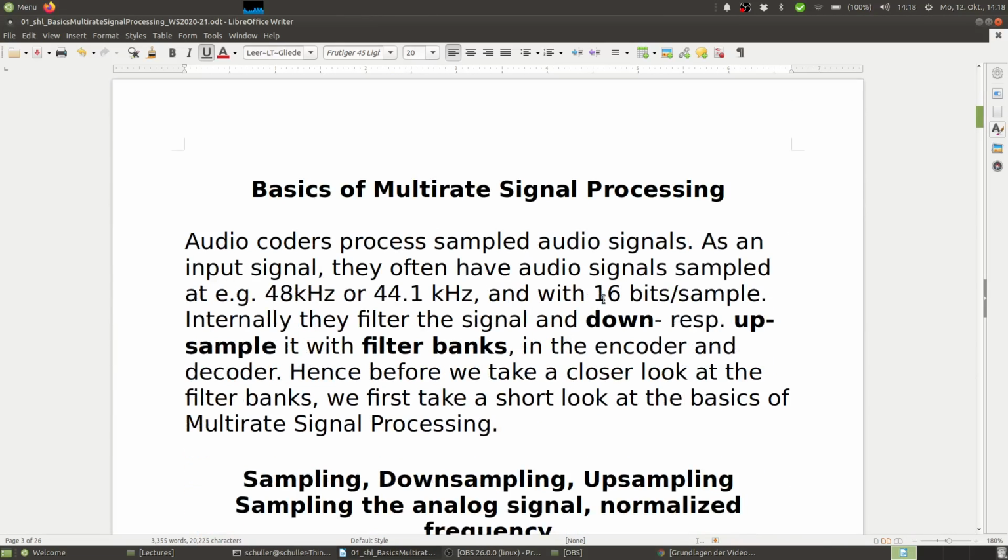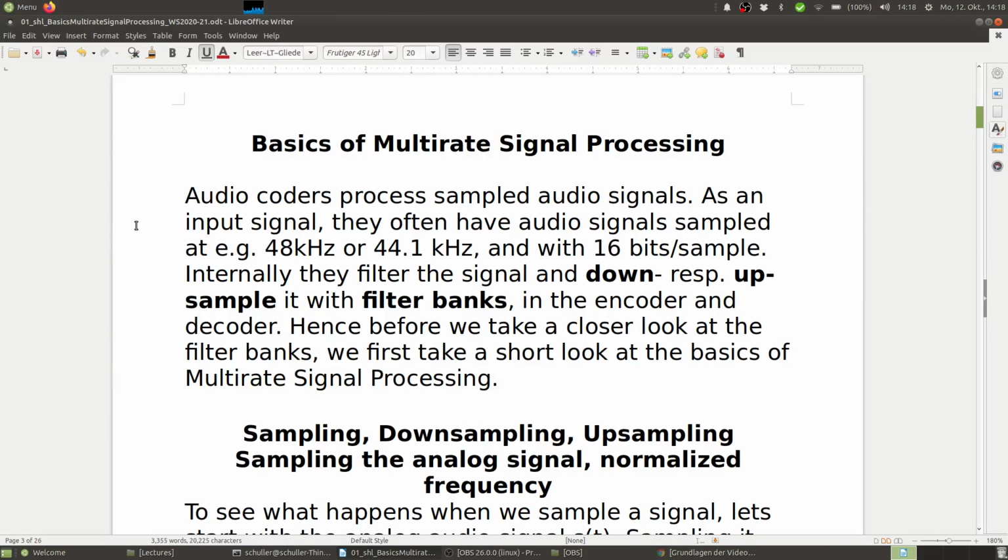Okay, so that leads me to a recap of the basics of multi-rate signal processing. So what's coming now is basically stuff that you should be familiar with. It's just a recap to refresh your memory.